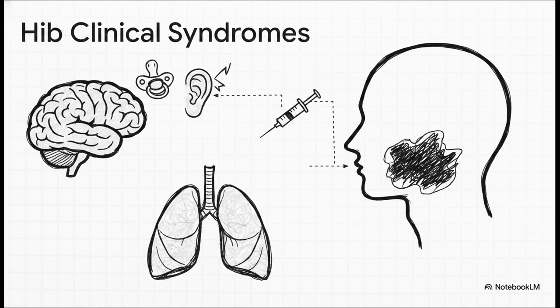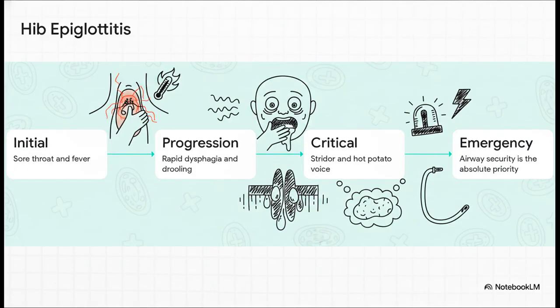Now, the absolutely crucial point here is the treatment. For Hib meningitis, you've got to use ceftriaxone, but examiners love to test the addition of dexamethasone. Why? Because giving dexamethasone actually reduces those devastating neurological sequelae. Another terrifying clinical syndrome traditionally caused by Hib is epiglottitis.